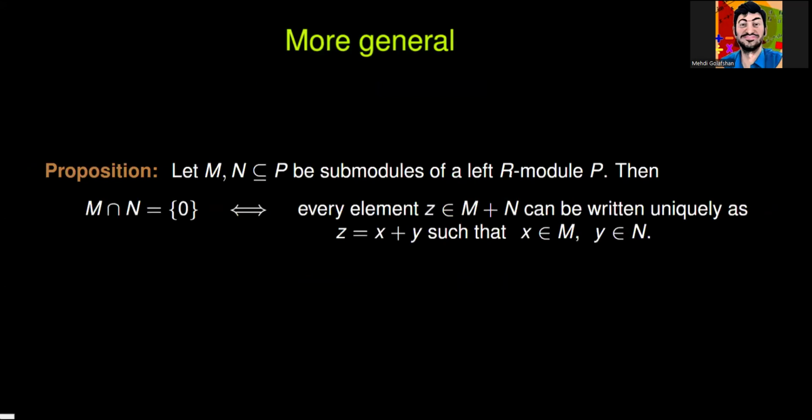Right now we want to discuss this proposition. Let M and N be submodules of a module P. Then M intersection N is equal to the singleton 0 if and only if every element Z belonging to M plus N can be written uniquely as Z equals X plus Y, where X belongs to M and Y belongs to N. Now let's see the proof.